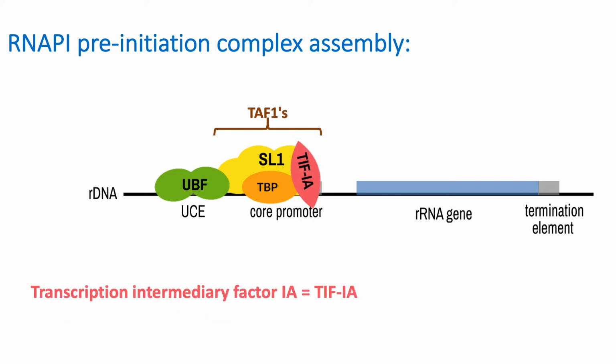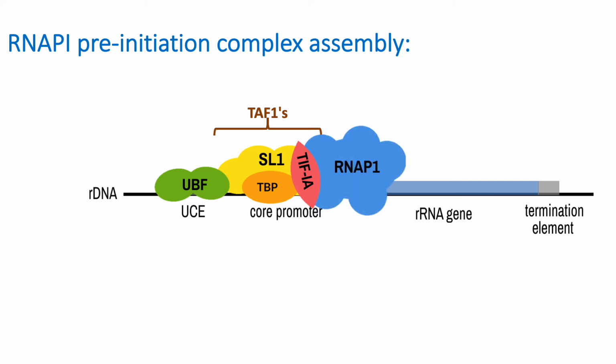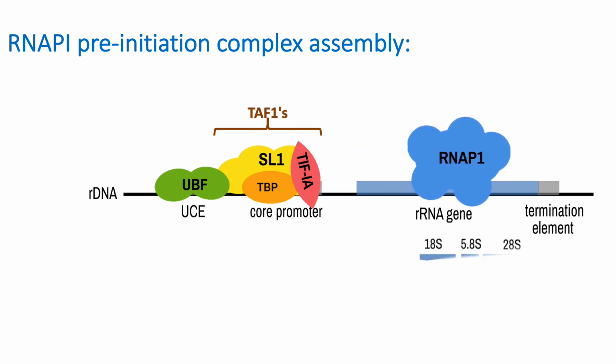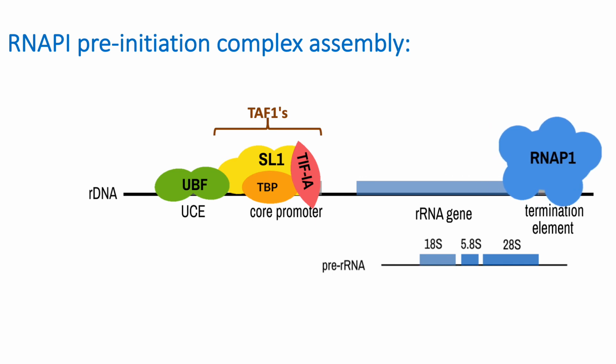Then, SL1 recruits polymerase I through TIF1A, acting like a bridge. UBF stabilizes the binding of SL1 to polymerase I at the rDNA promoter. After the completion of the pre-initiation complex, polymerase I is cleared from the promoter and moves on to transcribe the rRNA gene, regulated by TIF1A.